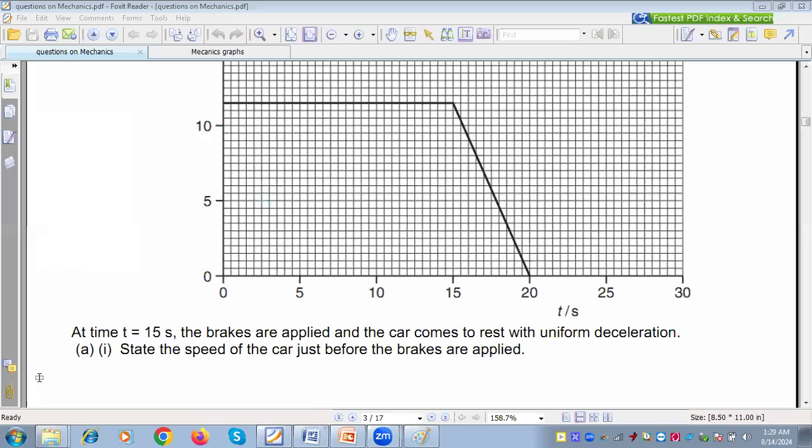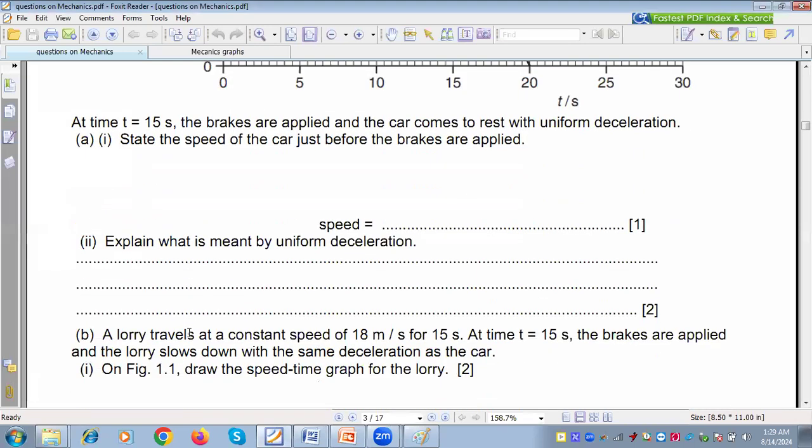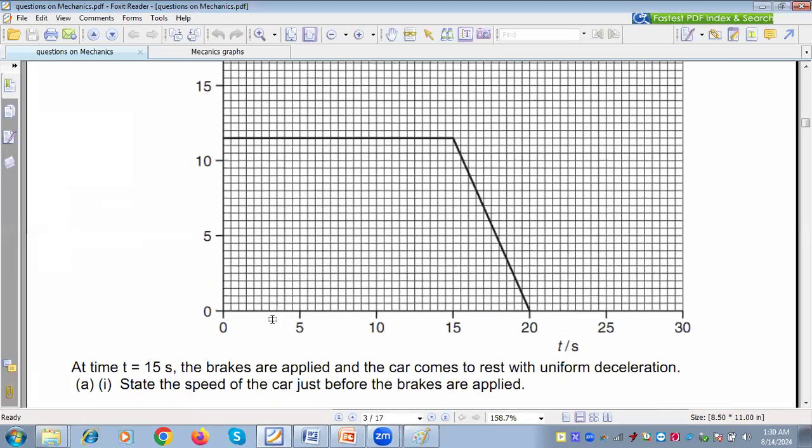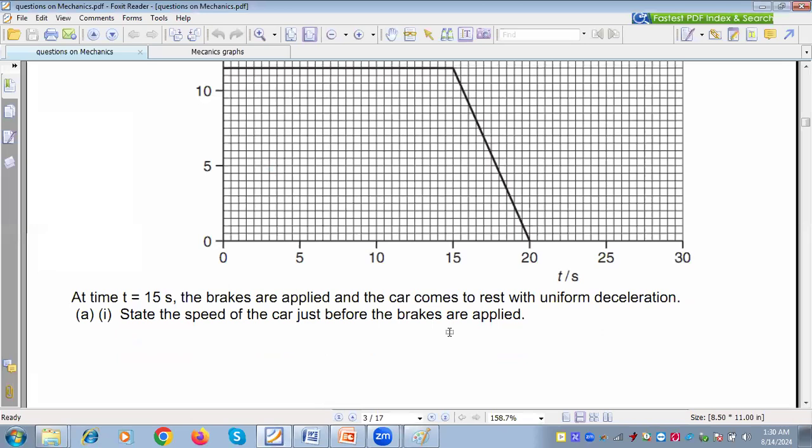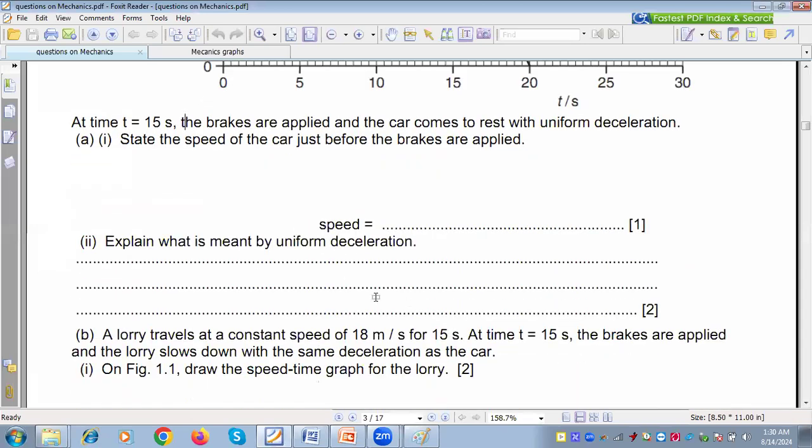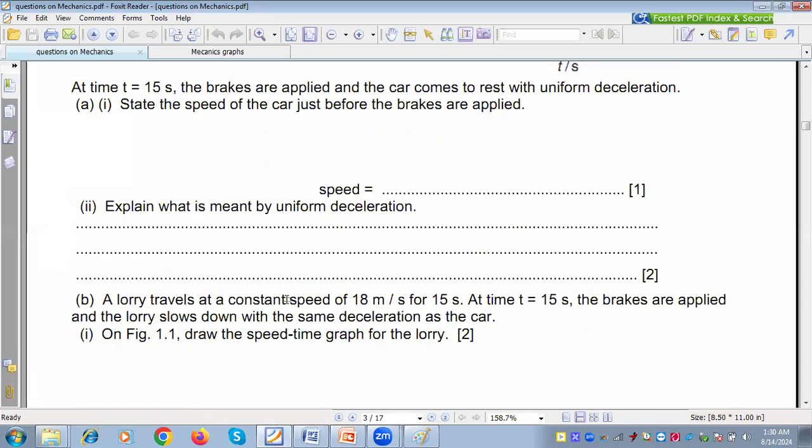Let us go to the next part of the question. Explain what is meant by uniform deceleration. Uniform deceleration means the decrease in speed is uniform with respect to time. Decrease in speed is constant with respect to time.